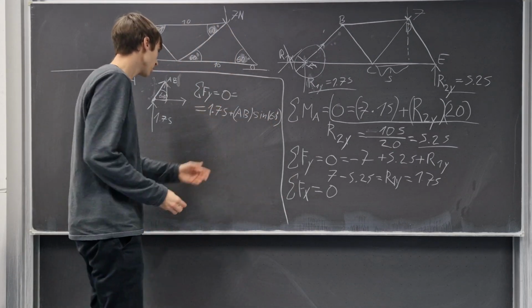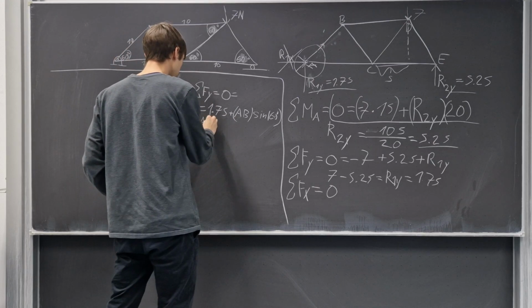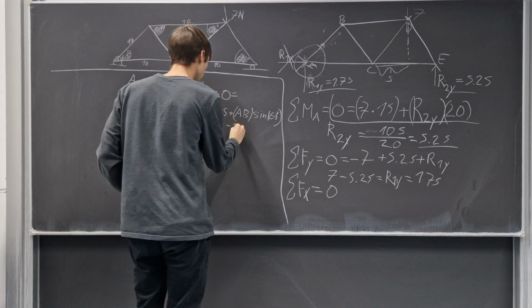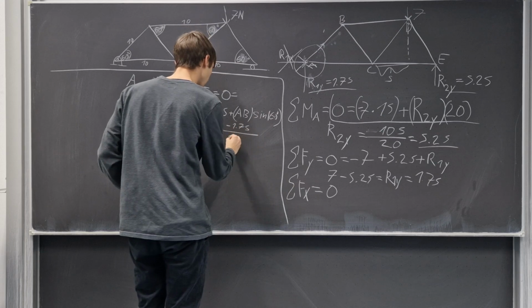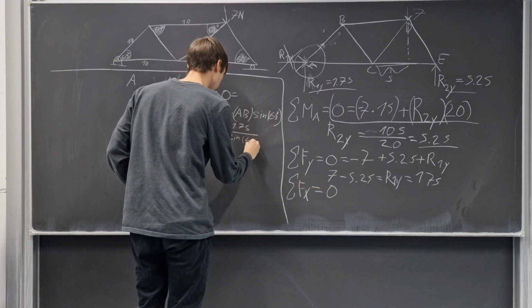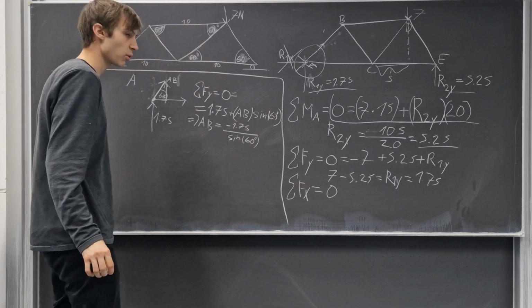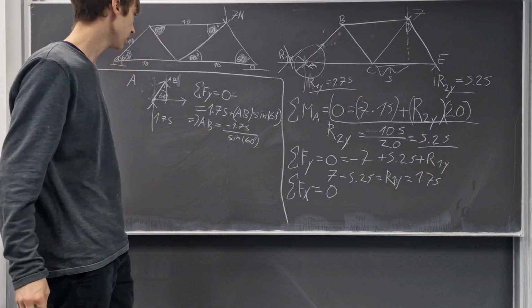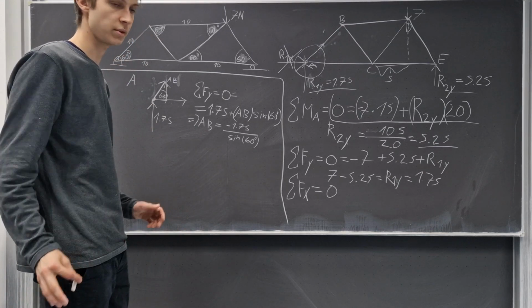So now I can solve for AB. Therefore AB should equal minus 1.75 over sine of 60. And as I said, I won't evaluate the sine values now, let's just leave it. It might get a little messy, but we'll leave it that way.